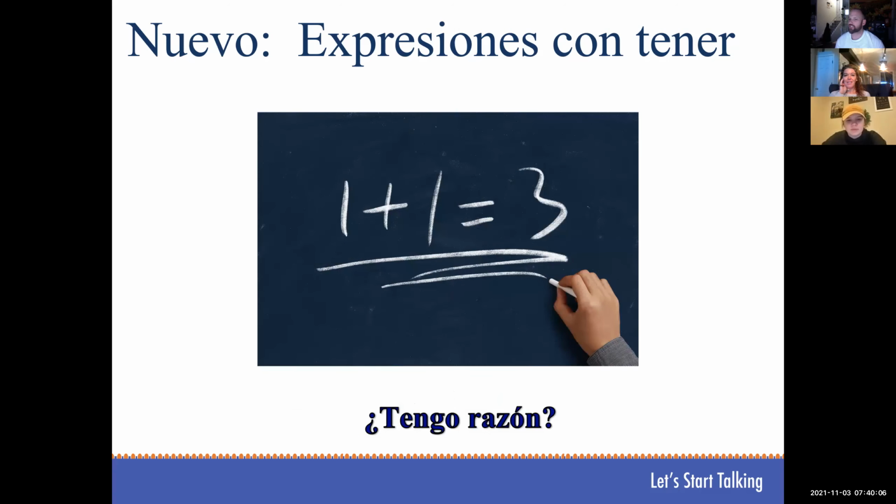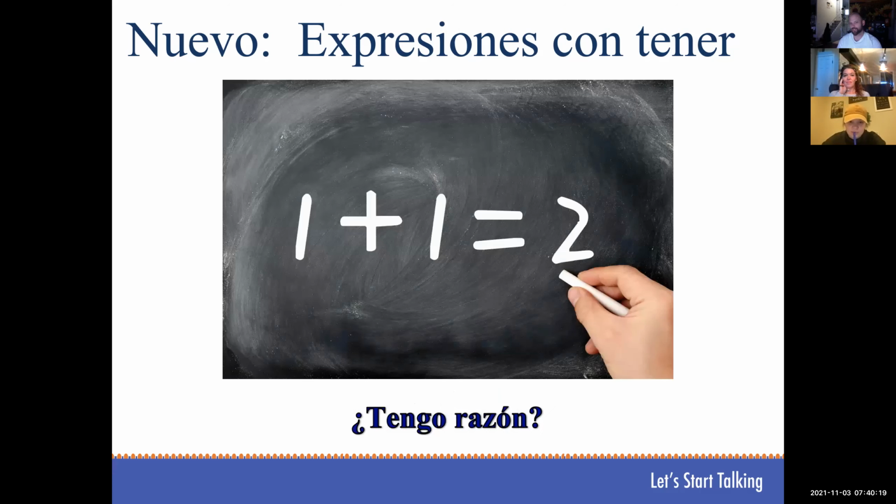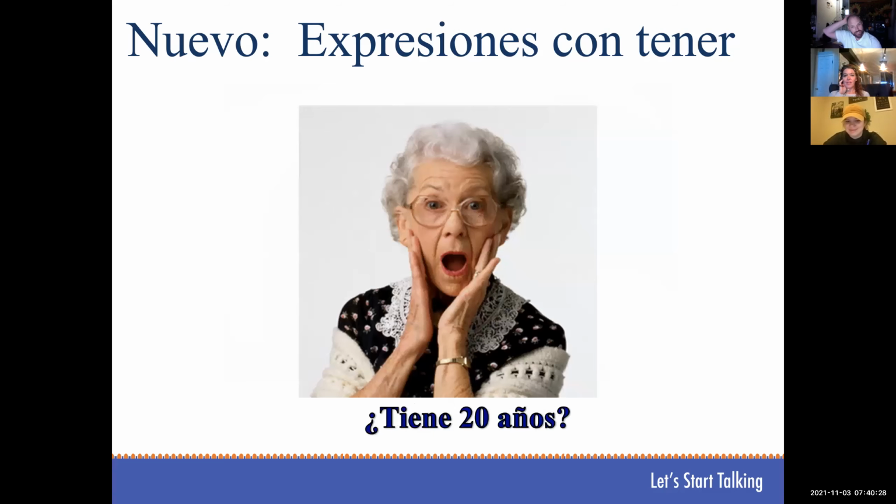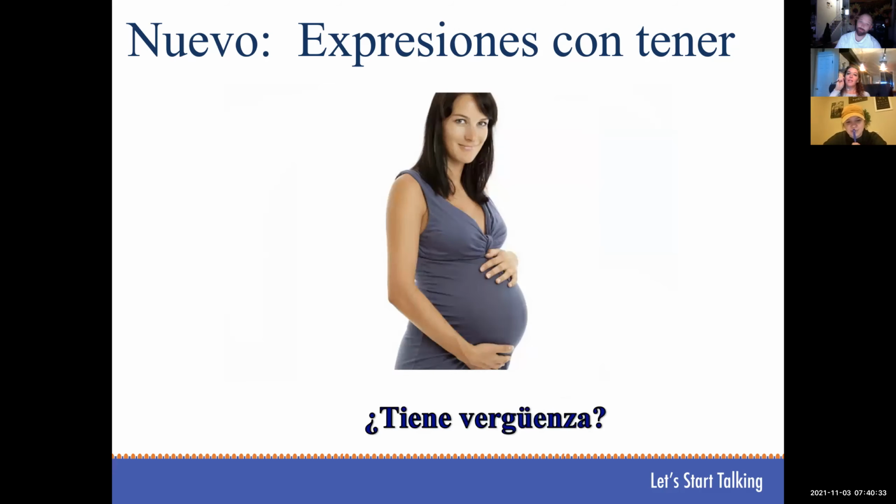1 más 1 es 3. ¿Tengo razón? No, no tiene razón. No tienes razón. 1 más 1 es 2. ¿Tengo razón? Sí, tienes razón. ¿Ella tiene 20 años? No, no tiene 20 años. ¿Tiene vergüenza? ¿Qué significa? ¿Es vergüenza pregnant? No. Is she embarrassed? Oh, no, no tiene vergüenza.